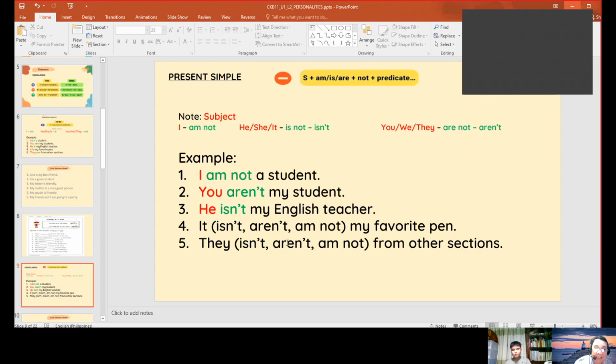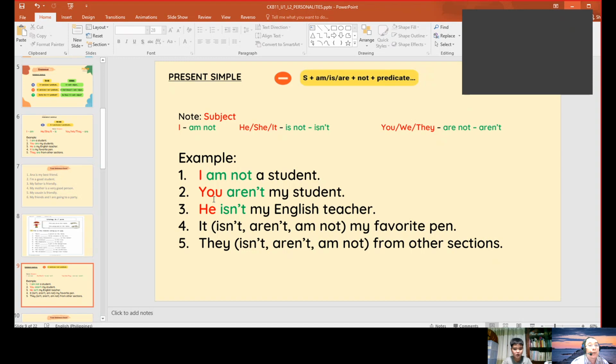Okay, let's try to examine the examples in here. Can you read sentence number one, please? I am not a student. Okay, so same structure, we use the subject I. Following after the I, you just have to put only not and then the predicate of the sentence. Or we can also contract this one. We can say, I'm not a student, right?